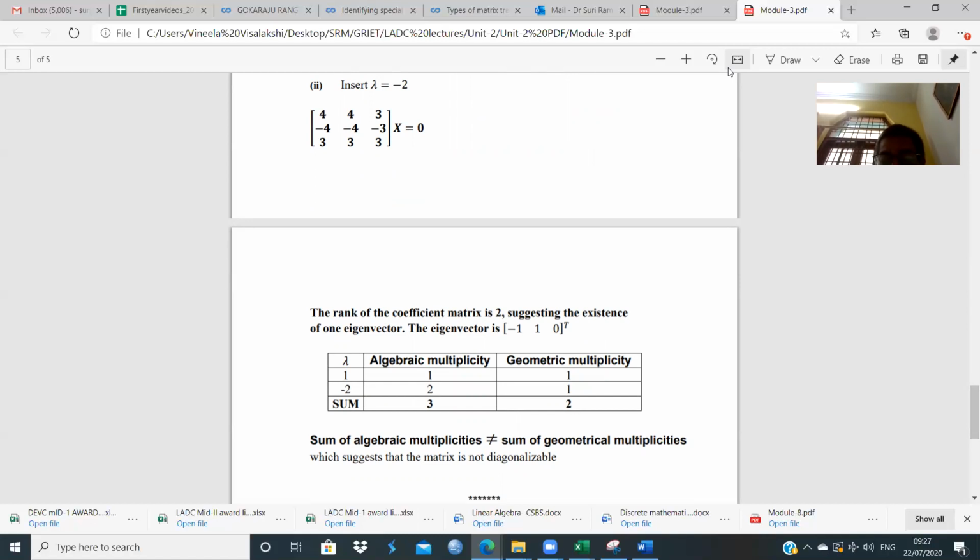Let us keep in mind all symmetric matrices are diagonalizable, but not all square matrices can be diagonalized. I hope the concept has been understood.